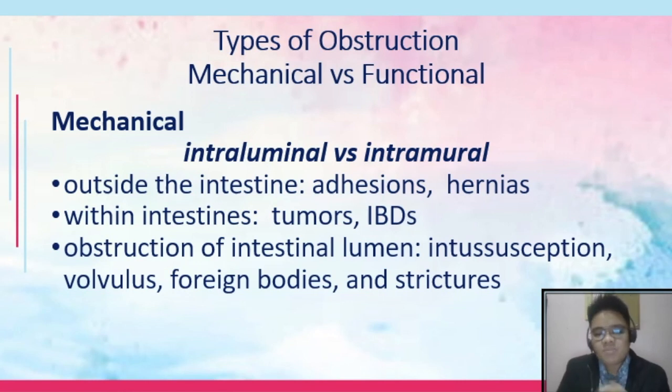And then there is obstruction of the intestinal lumen. Later on, we will see intussusception, which is the telescoping of your intestines. You will see volvulus, which is the twisting of your intestines, the presence of foreign bodies, or the narrowing and strictures. So these are the possible obstructions of the intestinal lumen, the intraluminal reasons for mechanical obstruction.